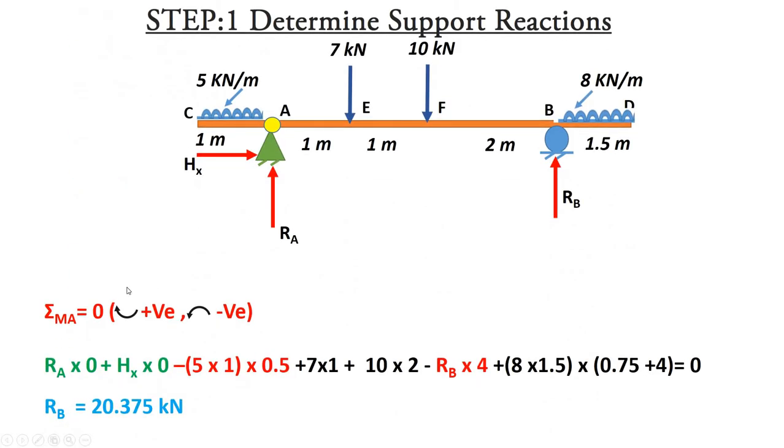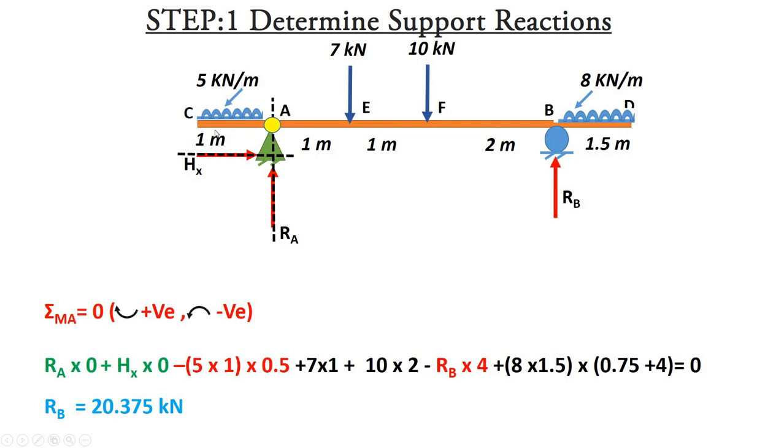Next, let us move on to the next equilibrium condition, that is the algebraic sum of all moments about any point is equal to 0. Right now we are taking moment about point A. So here the line of action of these two forces passes through point A only, so we don't have any distance from point A. So RA into 0 and HA into 0.